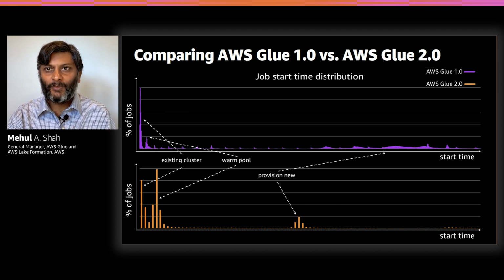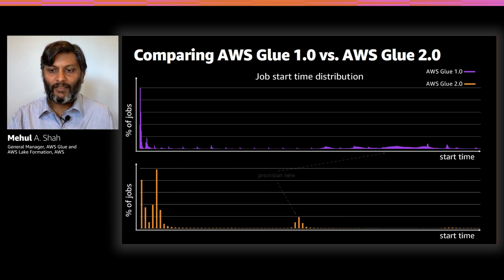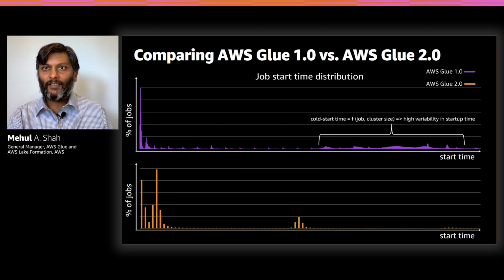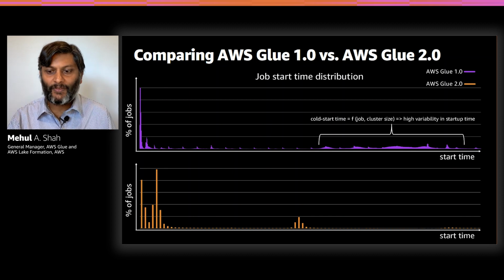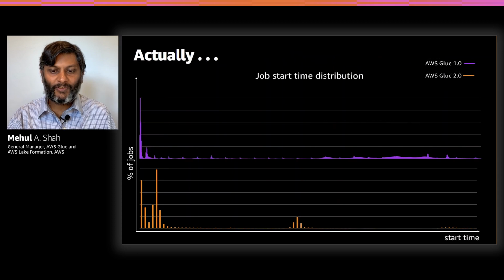With Glue 2.0 versus Glue 1.0, you see a different distribution. The reason the 1.0 distribution for cold start is much wider is because every job is going to have a different capacity that it needs, and so it's going to only start when the entire cluster is provisioned, so you're going to have this wide distribution of start times. While with 2.0, you start the job almost immediately as soon as a machine is ready, so the distribution is much narrower.